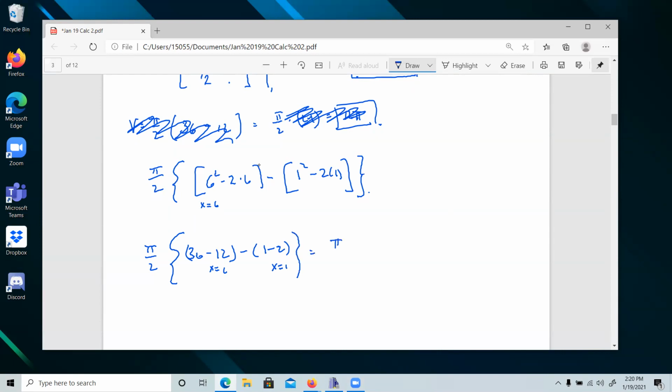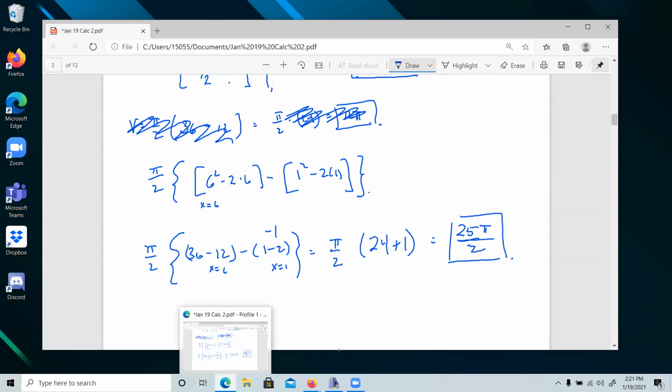Okay, so this is pi over 2. 36 minus 12 was indeed 24. And then what's this going to be here? This is going to be minus 1, isn't it? 1 minus 2. Minus a minus. There we have it. All right, so that's what we want to be looking at. All right, don't forget your first limit there.